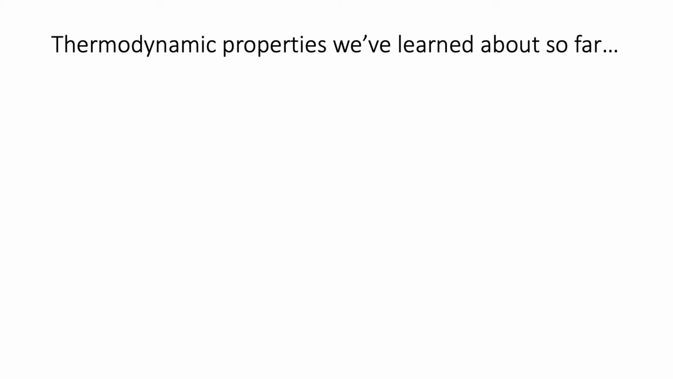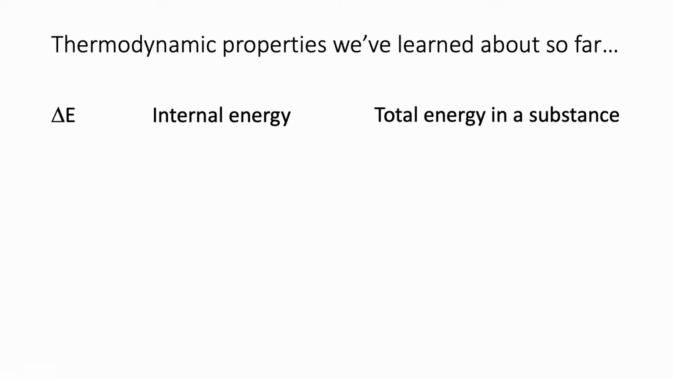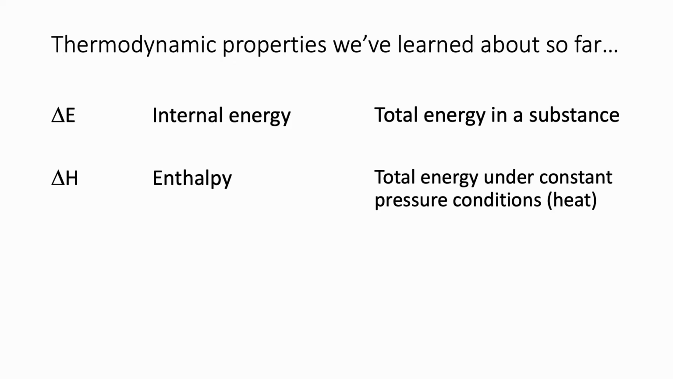Hi, today we're going to talk about a thermodynamic quantity that we call entropy. So in Gen Chem 1, you probably learned about two different thermodynamic properties. The internal energy, delta E, or some books call it delta U, which is a measure of the total energy in a substance, and then delta H, or enthalpy, which is the total energy under constant pressure conditions, which is also equal to the heat.